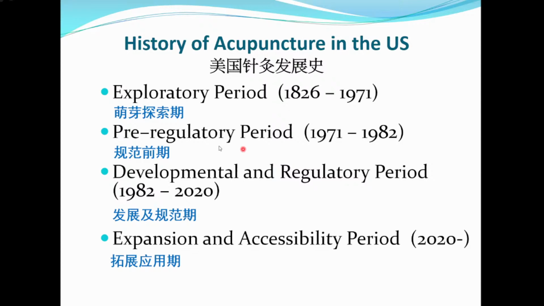The second period is called the pre-regulatory period, from 1971 to 1982. Then the third period is called the developmental and regulatory period, from 1982 to 2020. And 2022, I will explain why we label 2022 as the 4th period, which we call the expansion and accessibility period. So let me explain each period.